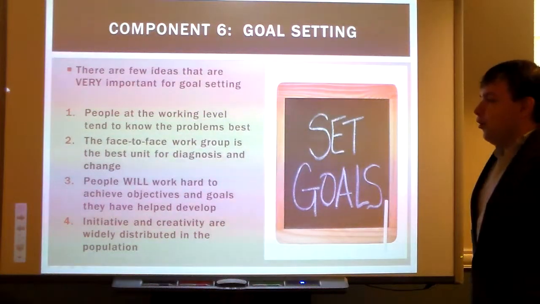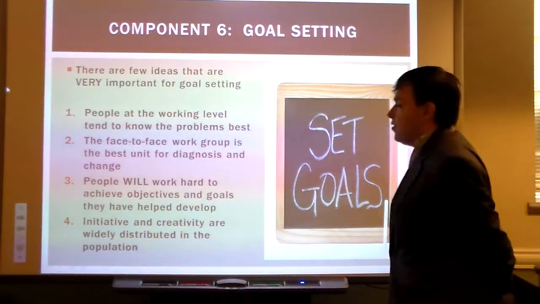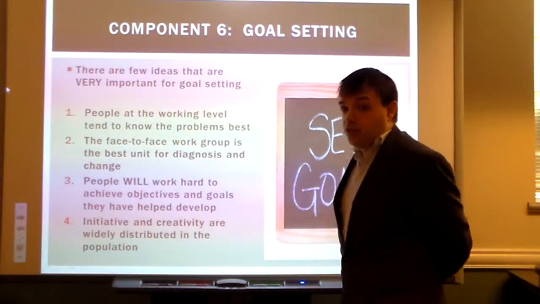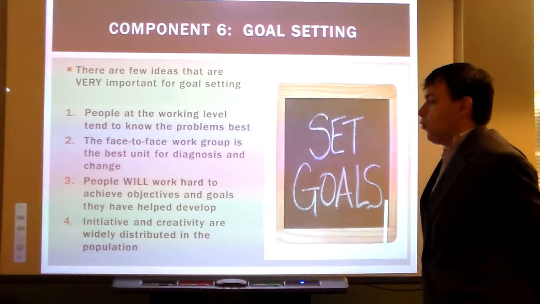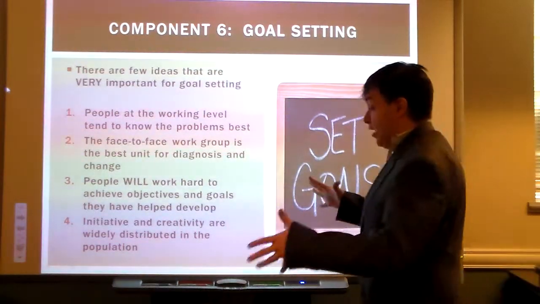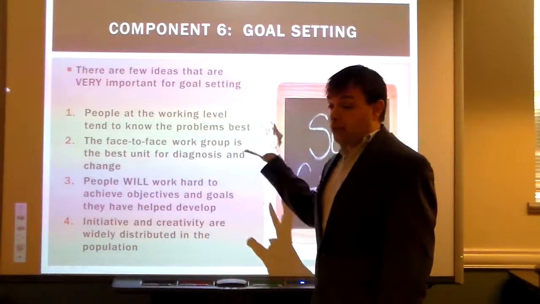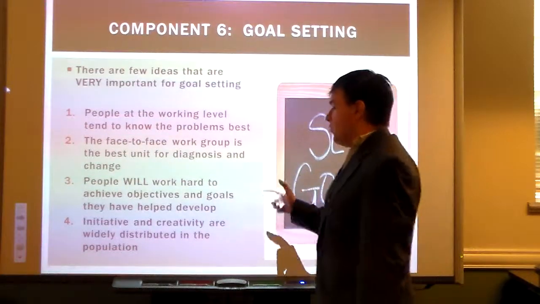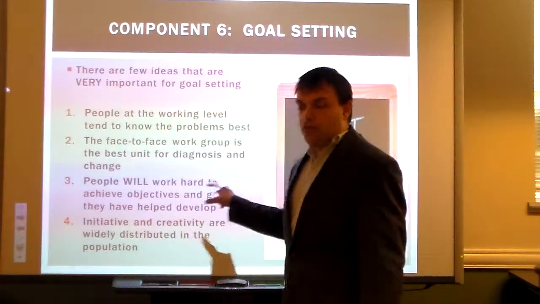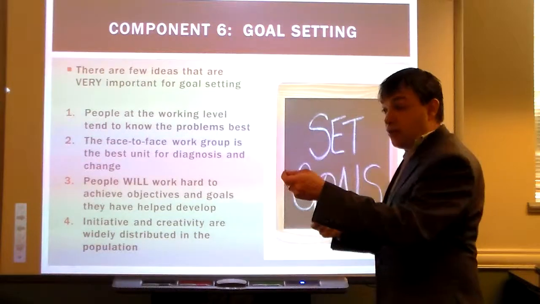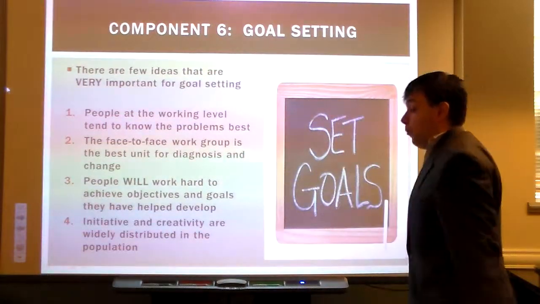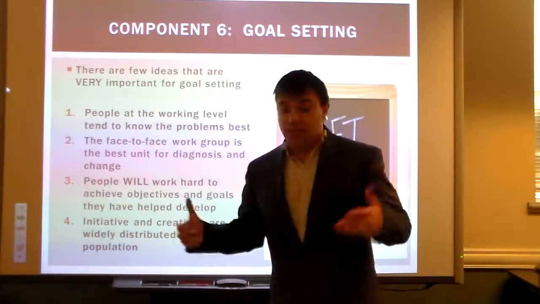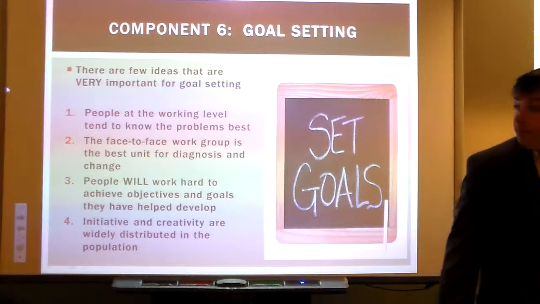So, a couple of ideas that are important for goal setting. People at the working level tend to know the problems best. What the working level means is these are people that are actually in the school district. These are your teaching staff, and most importantly, your special education teachers. The face-to-face work group is the best unit for diagnostics and change. Make sure these are the people that are staying after school and talking about data. People will work hard to achieve objectives and goals that they have helped to develop. So if you give people a list of goals and objectives and say, do this, they're not going to do it. You've got to work with them on it. Creativity helps and initiative helps, and that's going to make them comfortable setting goals as well.